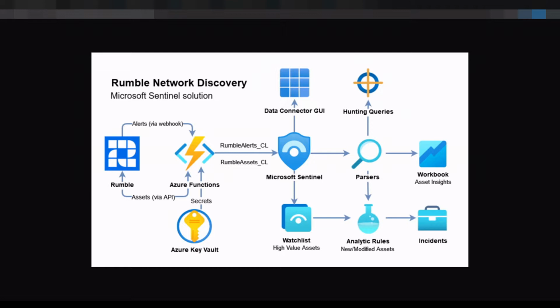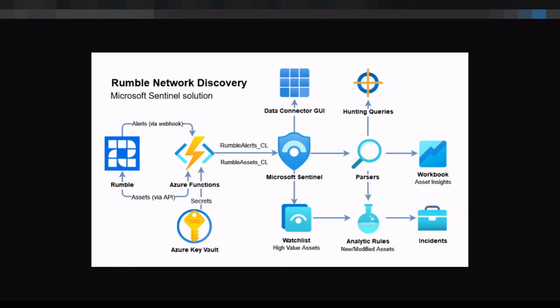The Rumble Network Discovery solution for Microsoft Sentinel is a network domain solution that enables organizations to enrich their hunting queries with the daily export of asset information, as well as receive alerts when new assets are discovered on the network or high-value assets are modified. As you can see, the solution consists of several components.